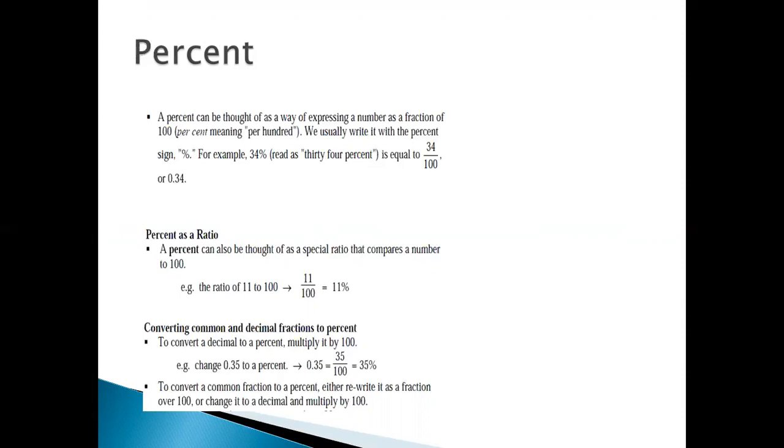Converting common and decimal fractions to percent. To convert a decimal to a percent, multiply it by 100. So change 0.35 to a percent. 0.35 equals 35 over 100 equals 35%. To convert a common fraction to a percent, either rewrite it as a fraction over 100 or change it to a decimal and multiply by 100.